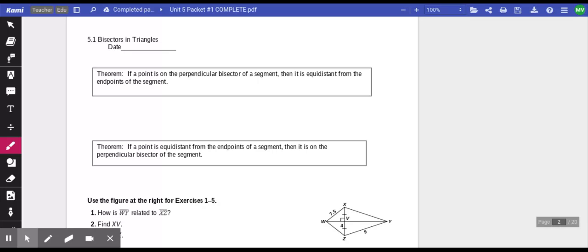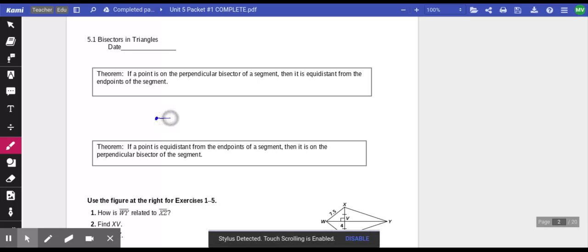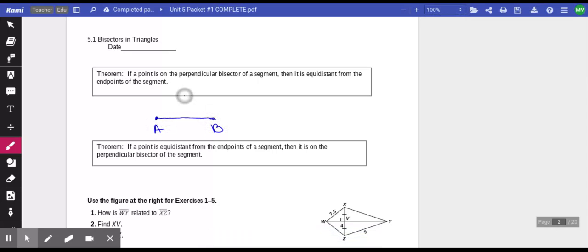So the first theorem is if a point is on a perpendicular bisector of a segment, then it's equidistant from the endpoints. So what I'm saying is if we have a segment AB and we draw a line that's the perpendicular bisector of AB, that means every point on this perpendicular bisector is equidistant from the endpoints, and I drew that badly, from the endpoints of the segment.